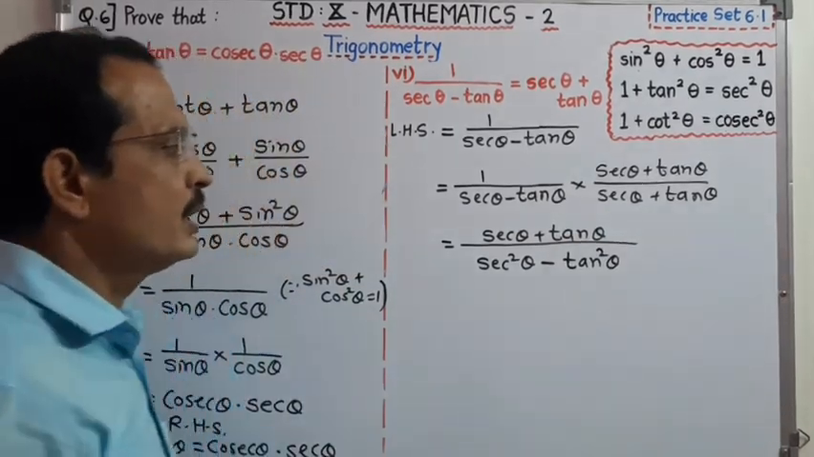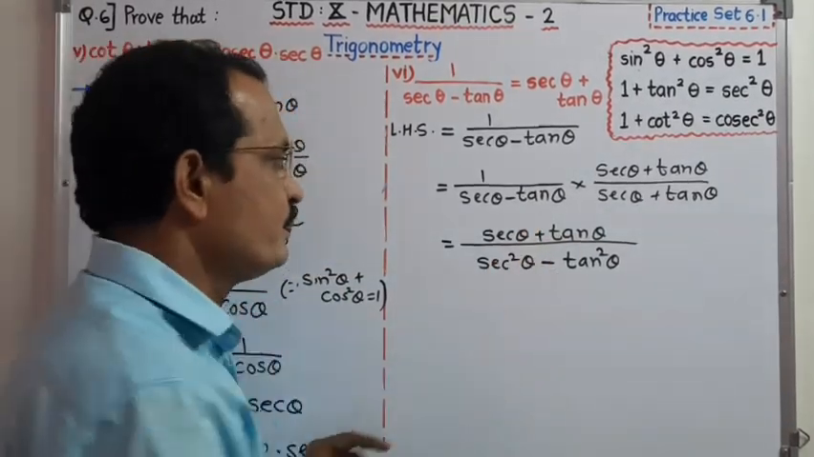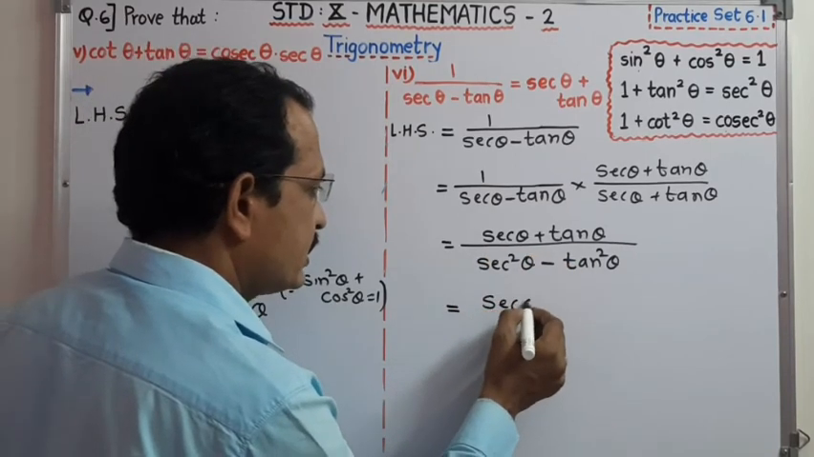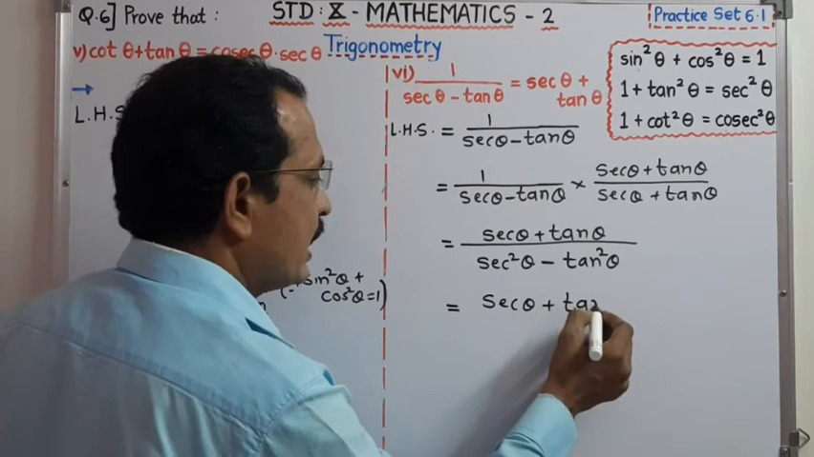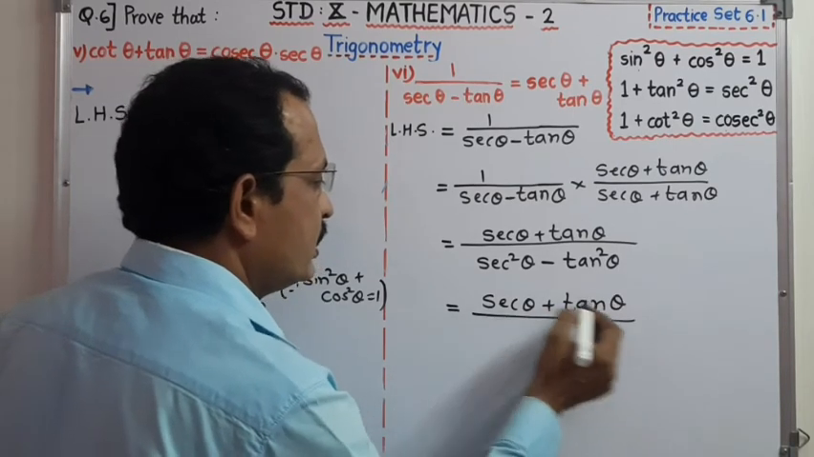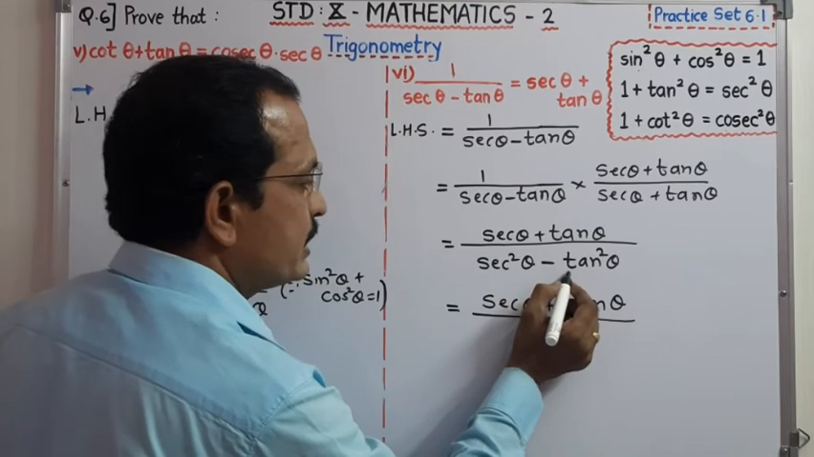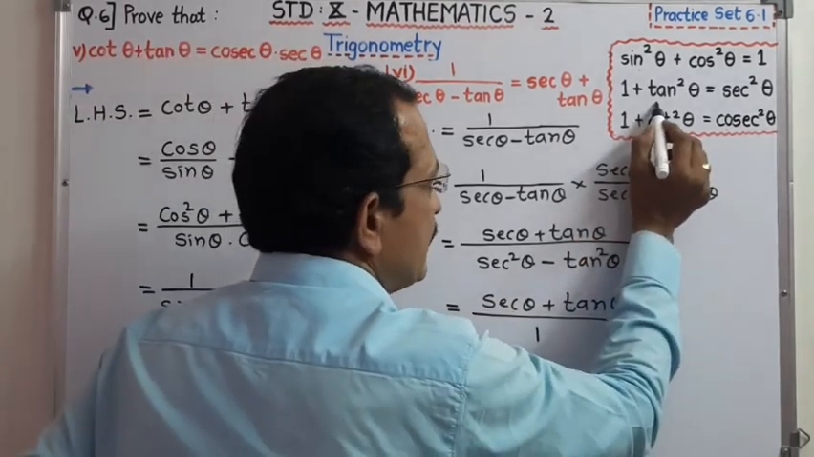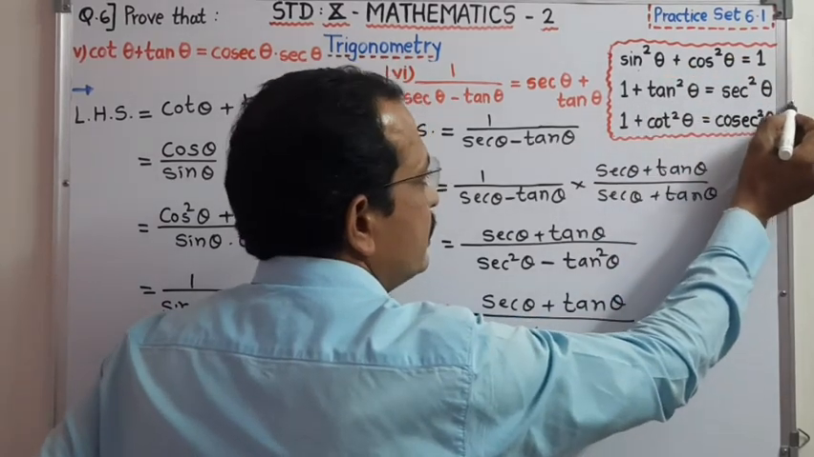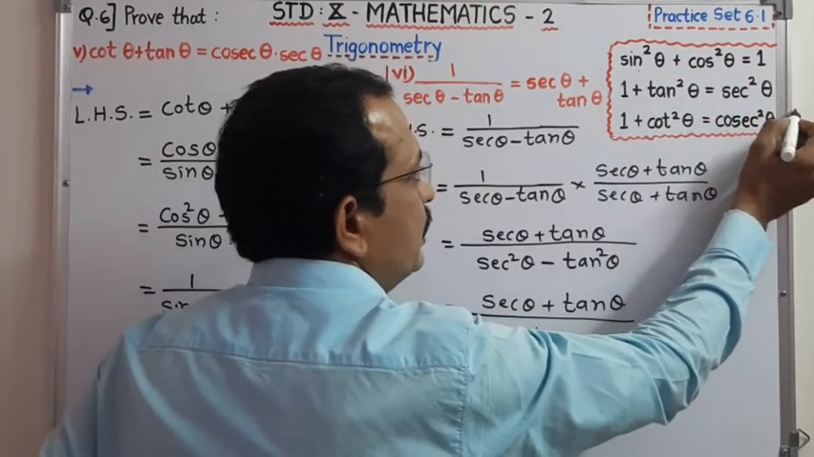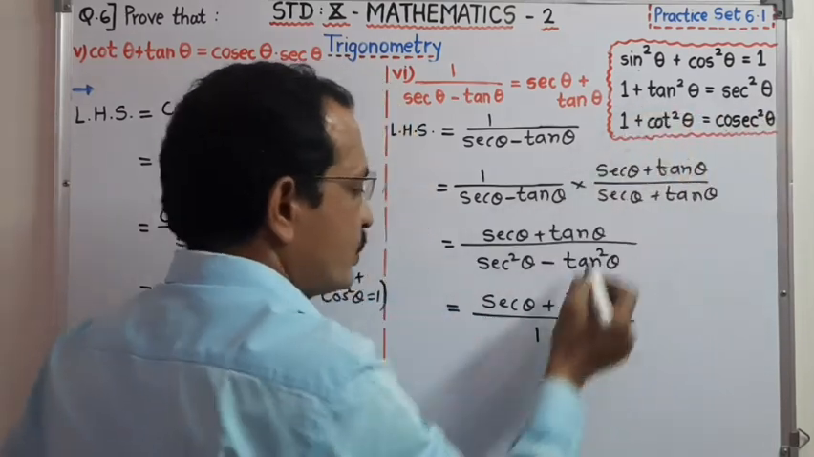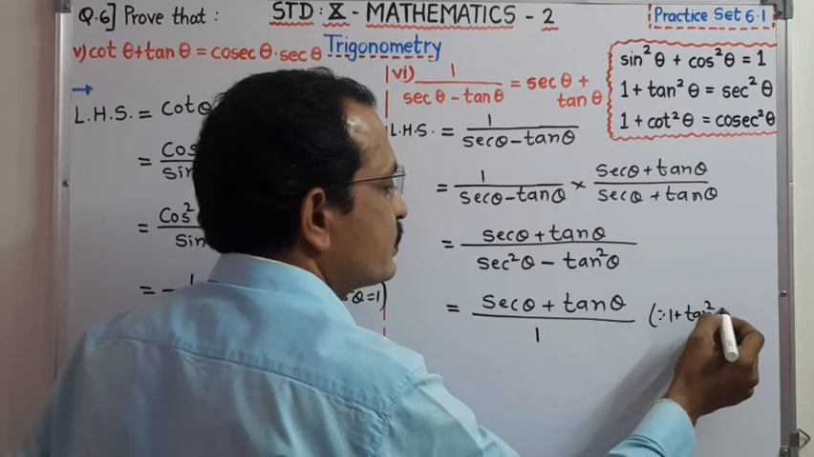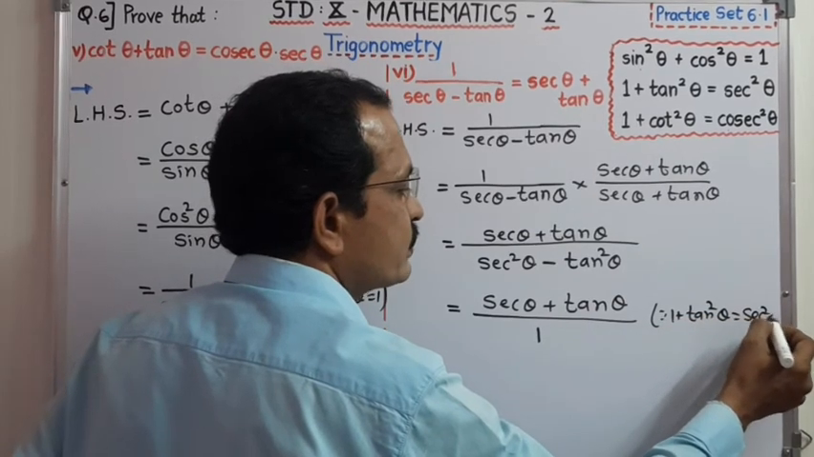Got it? Sec square theta minus tan square theta. Now, dear student, sec theta plus tan theta upon this sec square theta minus tan square theta is equal to 1. See, dear student, this tan square we can take on that side, it gets sec square theta minus tan square theta is equal to 1. Here we can write 1 plus tan square theta is equal to sec square theta.